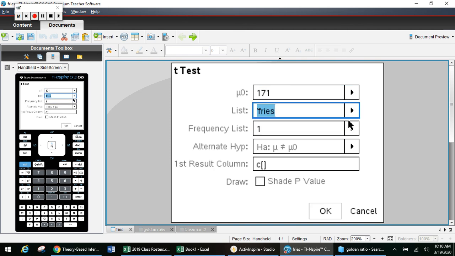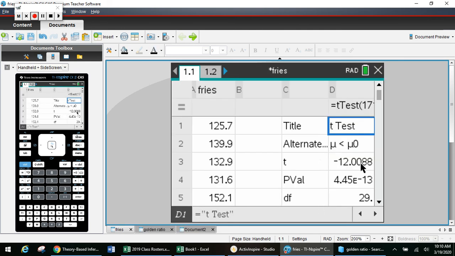What list did you have the data in? I typed mine in as fries. We want to prove that it was less than. And then once you have everything there, just hit OK. And look, there's my test statistic, p-value.